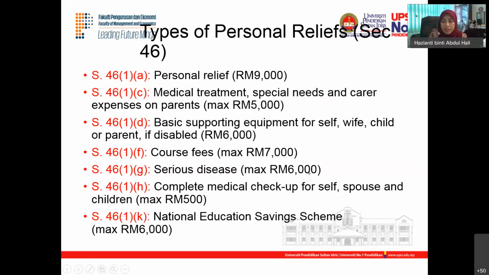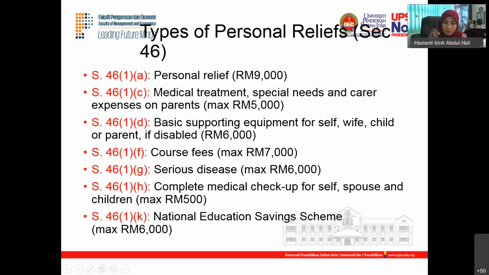Serious disease, dia ada, I think 33 serious diseases. If the person receives treatment for serious disease, he or she can claim up to maximum of 6,000. Okay. Complete medical check-up for self, spouse and children, maximum 500 ringgit. Ini you pergi buat medical check-up nak masuk universiti apa semua tu, your parents can claim under this one.